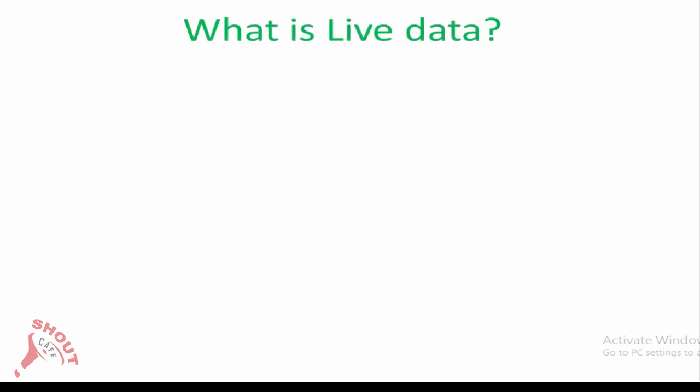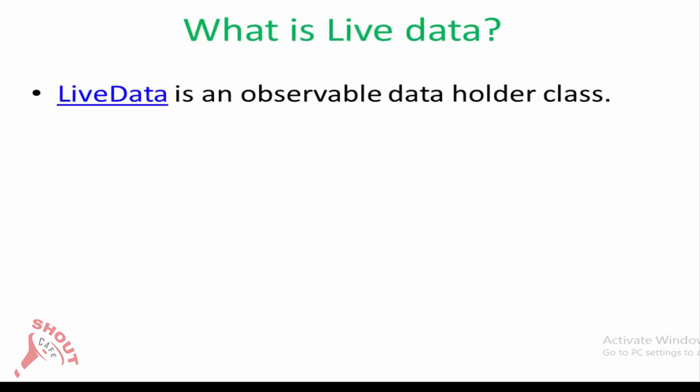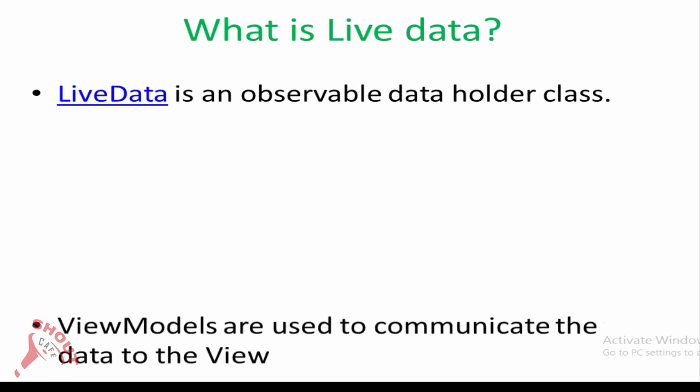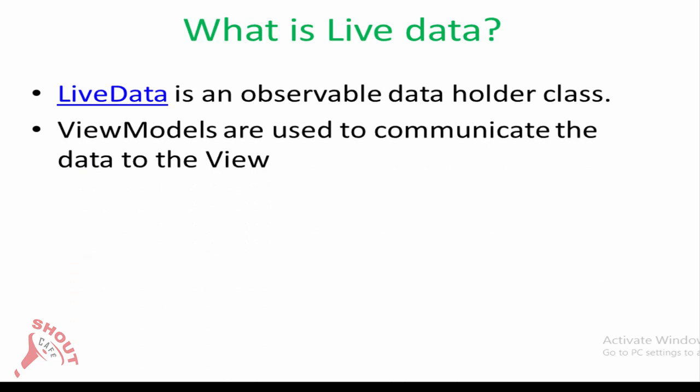What is LiveData? LiveData is an observable data holder class. It is lifecycle aware, that is, it respects the lifecycle of app components such as activities, fragments, or services. ViewModels are used to communicate the data to the view. To create an instance of LiveData, we use ViewModel.